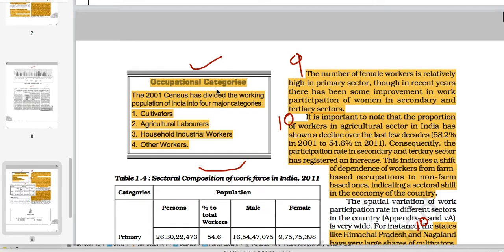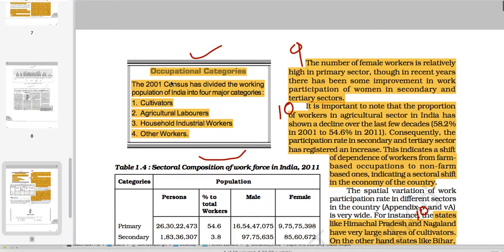Next is occupational categories. The 2001 census divides the working population into 4 categories. First is cultivators, second is agricultural laborers, third is household industrial workers, and fourth is other workers. Means some are working in manufacturing industries. Okay, so go through it.